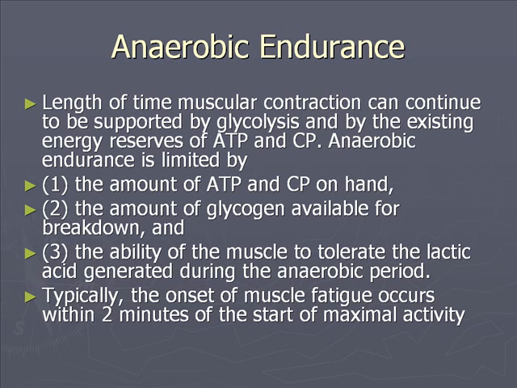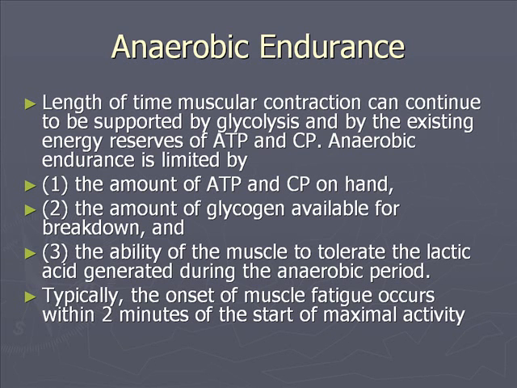Normal body pH is 7.35 to 7.45, as we talked about earlier. If a lot of lactic acid is produced, it changes the acidity of the body. So in an attempt to maintain sustained anaerobic endurance, when more of this lactic acid is being produced, it changes the acidity of the body, and as we all know, that's not good. So typically the onset of muscle fatigue will occur within 2 minutes of the start of maximal activity.